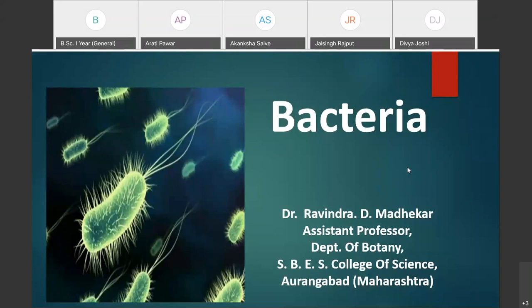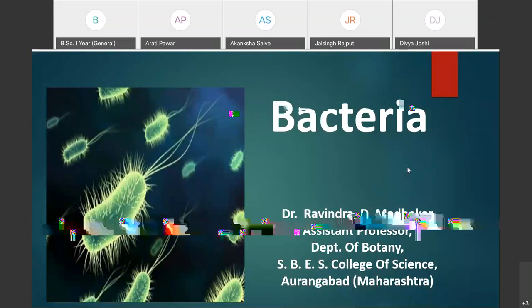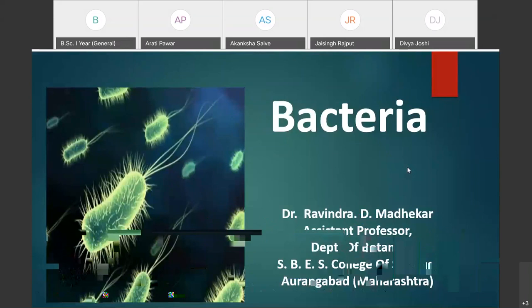Then the second one we have discussed is the mycoplasma. These are simple prokaryotic organisms, but different from the bacteria. Bacteria are also unicellular prokaryotic organisms, but mycoplasma are devoid of cell wall. Mycoplasma are the simplest prokaryotic organisms. These do not have the cell wall.